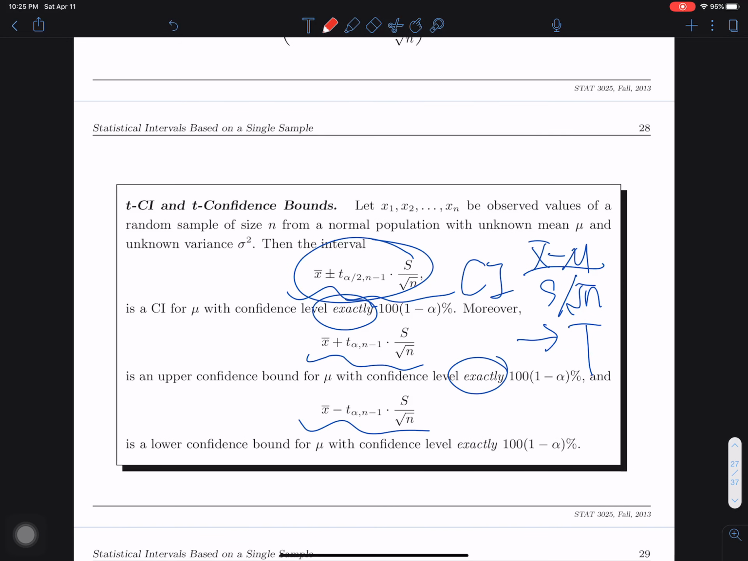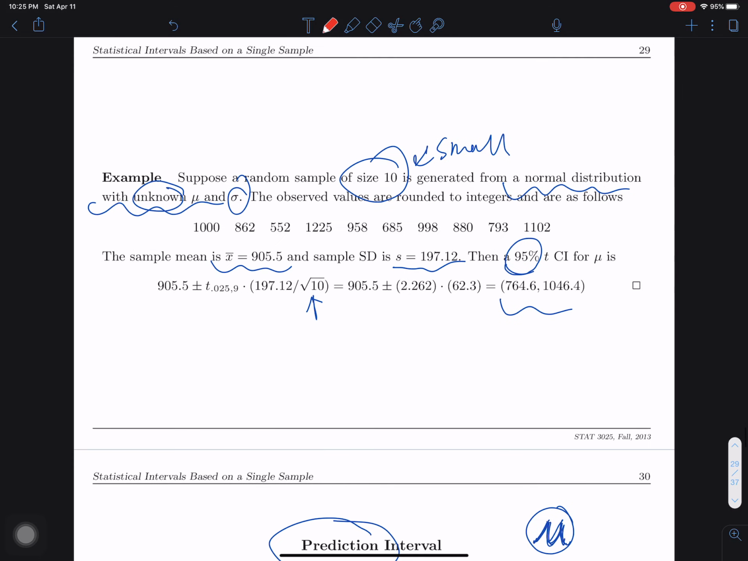And here is a summary. So, example: if a random sample has size 10 and is generated from a normal distribution with unknown mu and sigma. This sentence contains lots of information as well. It already tells us that n is equal to 10, right? And because we know that it's from a normal distribution, and sigma is unknown, this tells us that we should utilize the t distribution.